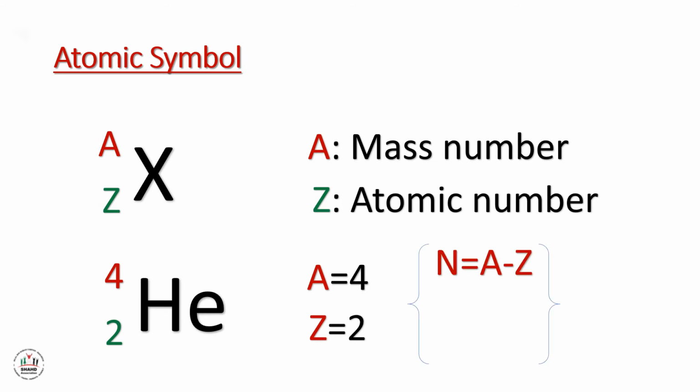Out of these two numbers, we can calculate the number of neutrons by applying this rule. The number of neutrons is equal to the mass number A minus the atomic number Z. So if we substitute, 4 minus 2, we will get 2 as an answer, and so we have 2 neutrons.